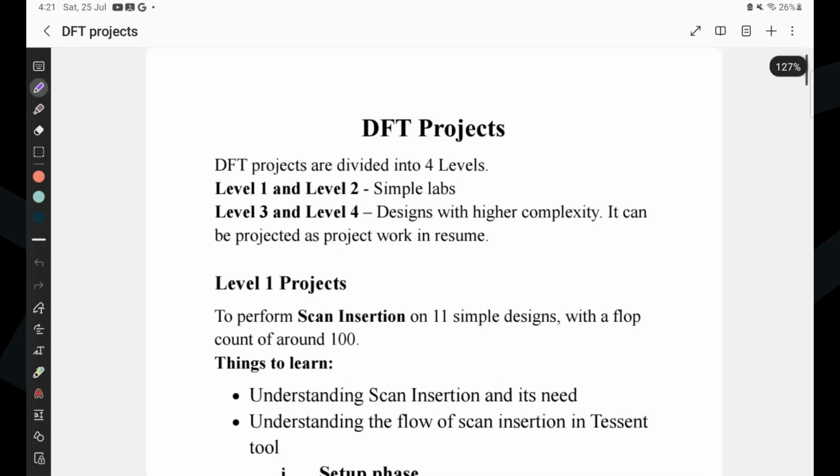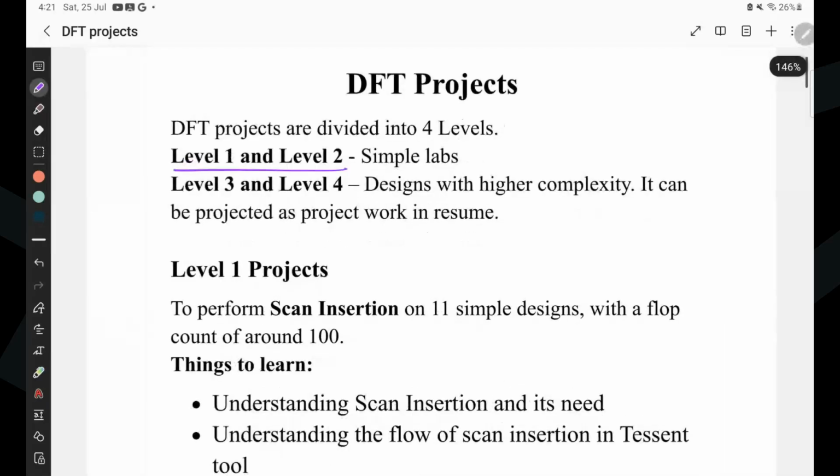And let me just quickly take you through the lab course content also. In our DFT labs, we will basically have 4 levels of projects. Level 1 and level 2 are simple labs. Level 3 and level 4 projects are designs with higher complexity, so you can use them as project work in your resume.